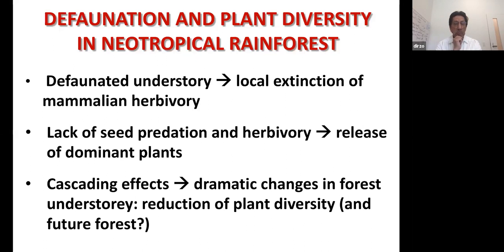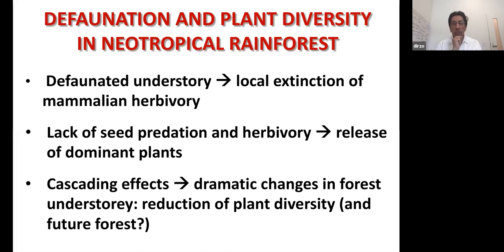And of course, as we can imagine, plants in the understory represent the baby plants of the forests of the future. So it is quite possible to begin to imagine that these changes in the understory plant community, driven to a large extent by deformation, can have consequences for the forests in the future.